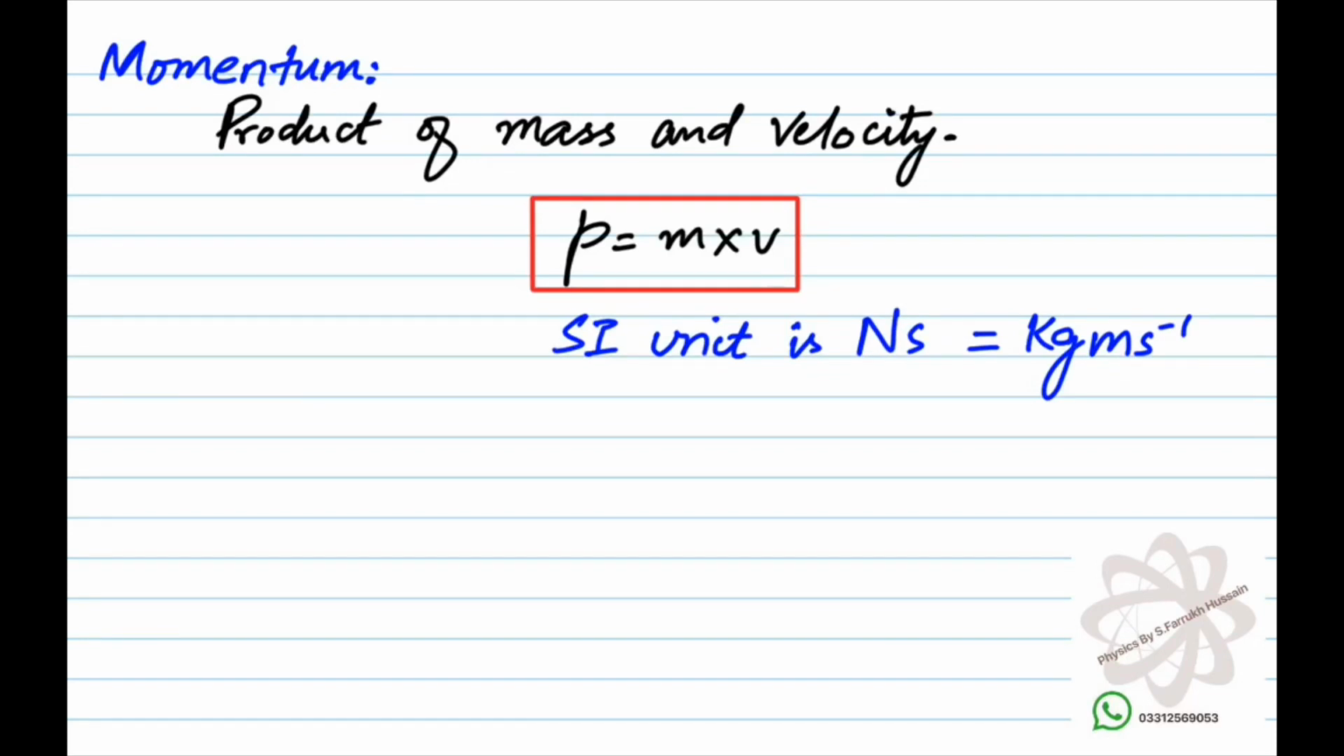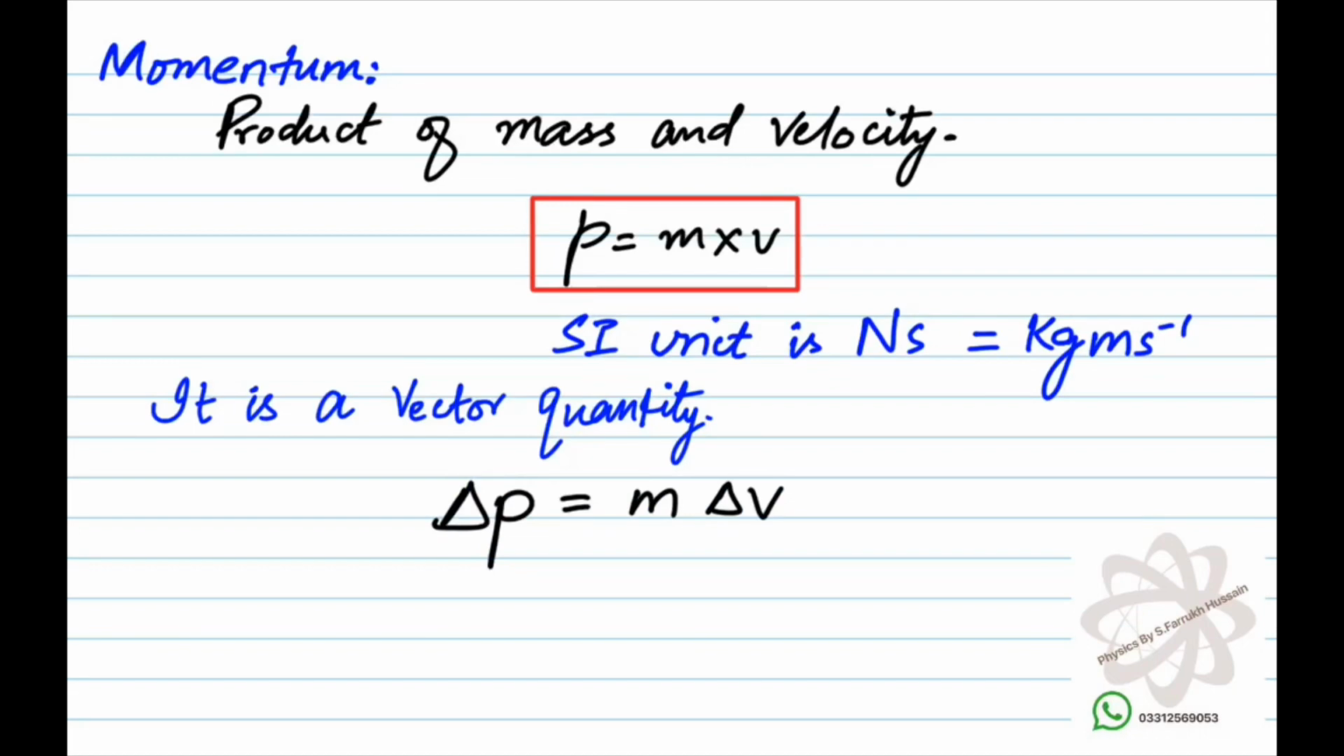Momentum is a vector quantity, which means if an object is moving right and you take its momentum positive, then the object which is moving towards the left, you will take its momentum negative. So it is a vector quantity, direction dependent. Change in momentum is equal to mass multiplied by change in velocity.